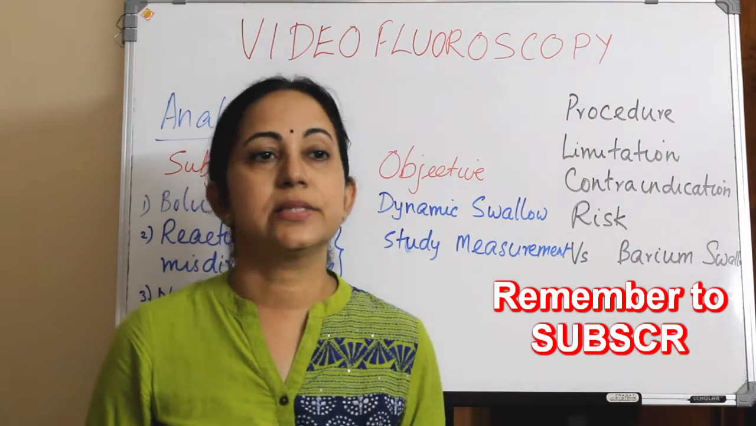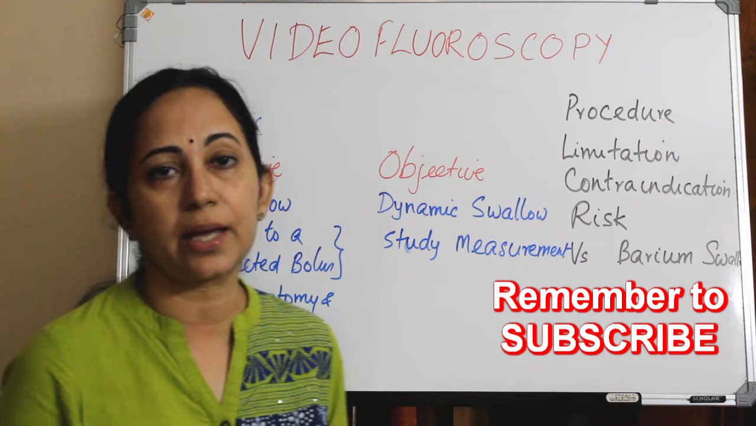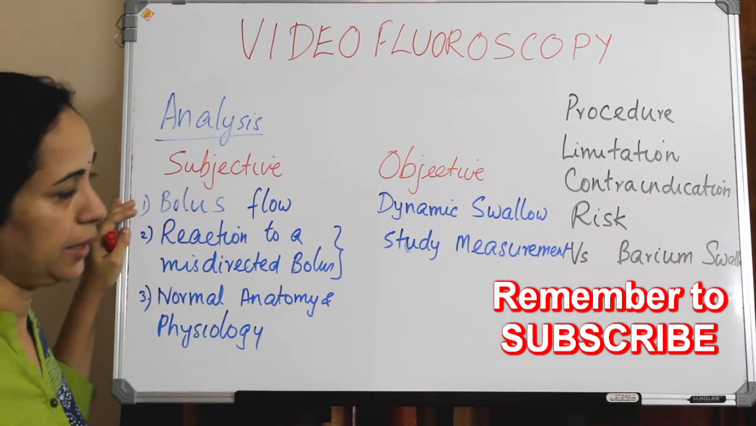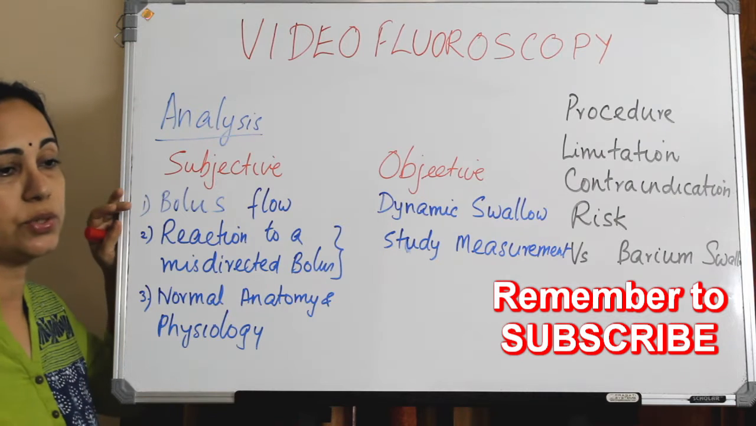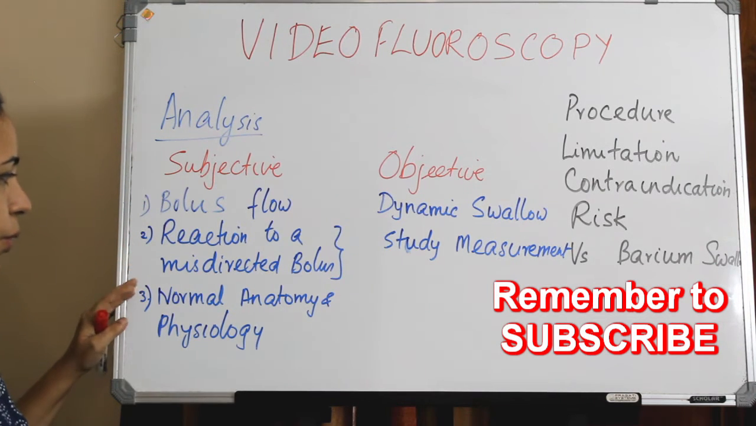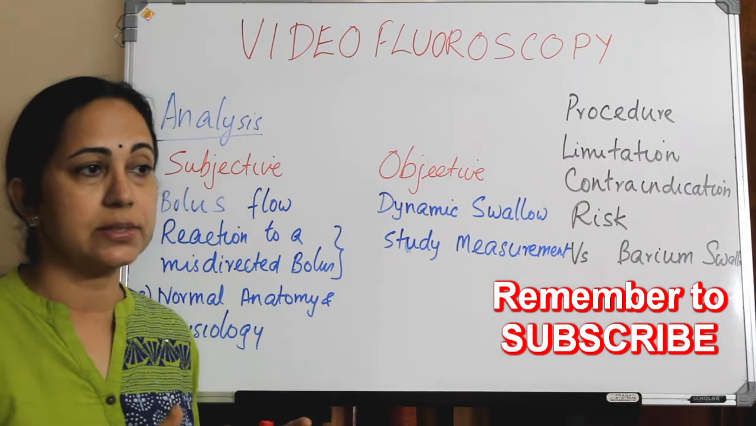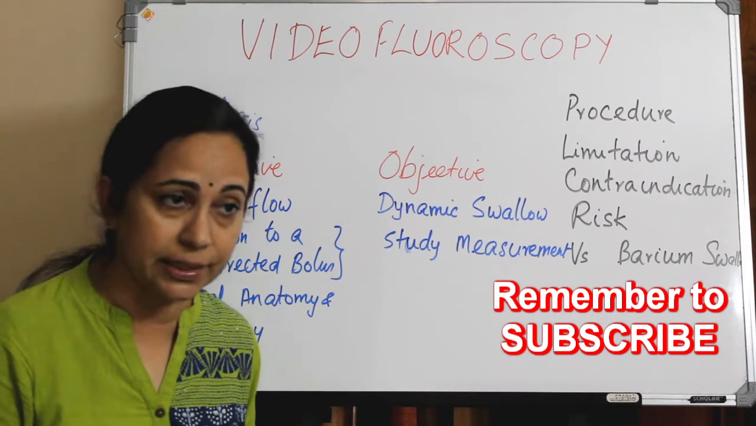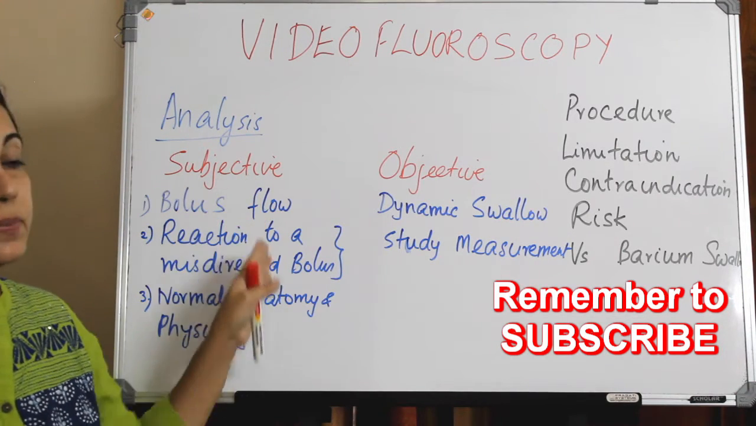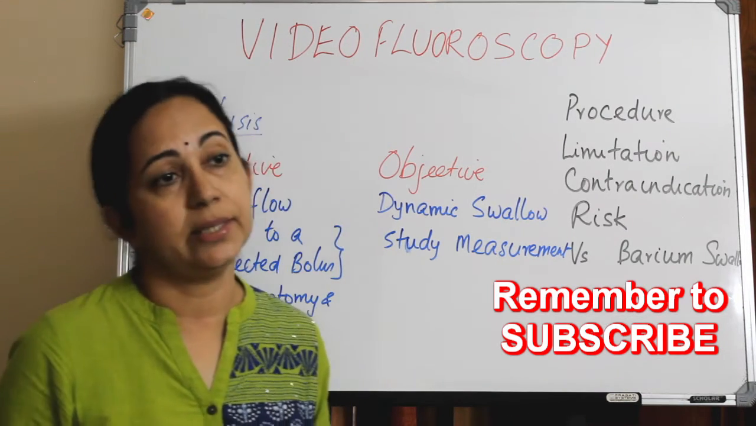After the procedure, the analysis part is the most important thing. An experienced clinician can give details on subjective as well as objective aspects of analysis. Subjective interpretation covers the bolus flow, reaction to a misdirected bolus, and also normal anatomy and physiology. Over a period of time, or to get a consensus among different clinicians, a rating scale has been developed, and the subjective analysis can be rated on that. So we will get a more correct interpretation.